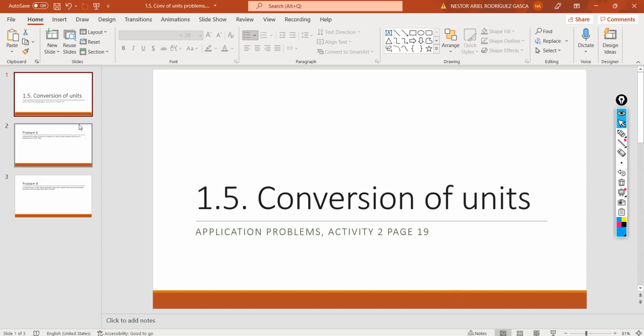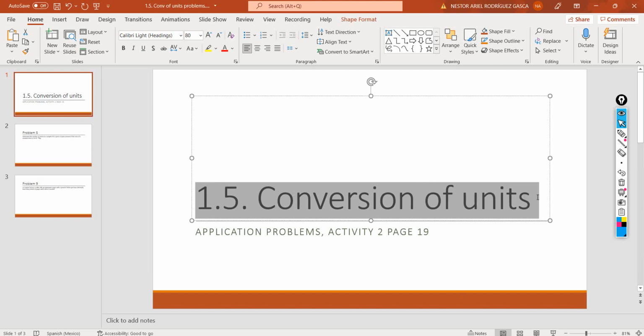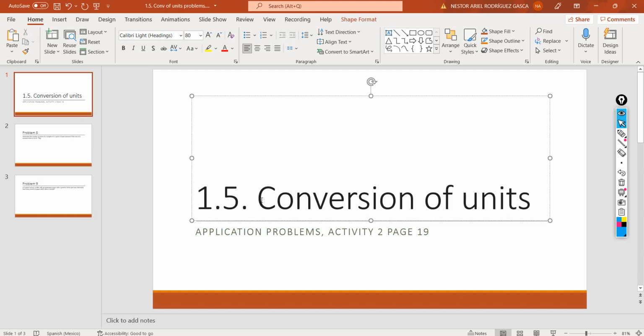Hello class, welcome to today's lesson in which we're gonna keep on talking about conversion of units. But now we're gonna do this in the context of application problems, what you usually understand as problemas razonados. I don't like that phrase too much because I consider that every problem should be reasoned, right? But that's just me. Okay, so we're gonna be solving activity 2 from page 19 from our book, and it's 10 problems within this activity.